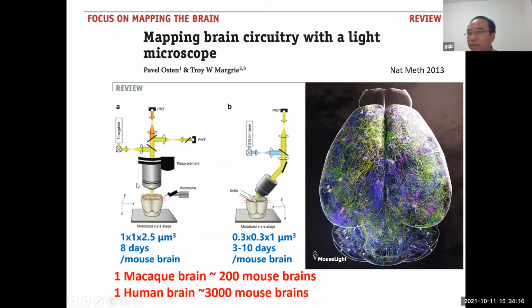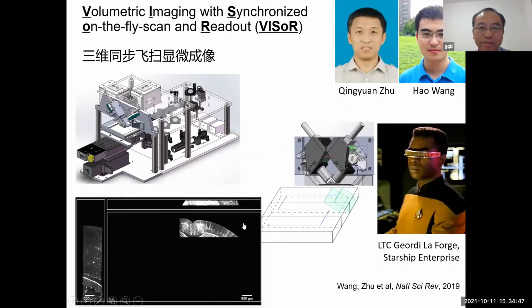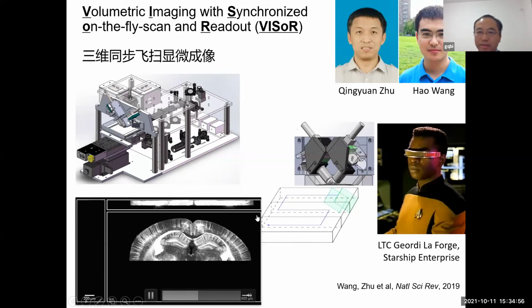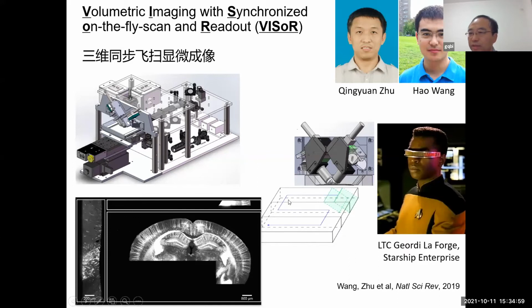But still, even with those automated fast imaging techniques, it's still too slow if we want to image larger brains. A macaque monkey brain is 200 mouse brains. If you want to image a human brain, it's 3,000 times a mouse brain. So 1 week to image this is still too slow. A few years ago, we began to develop a new method. It's a hybrid approach that combines thick tissue clearing and a new method of fast 3D imaging.